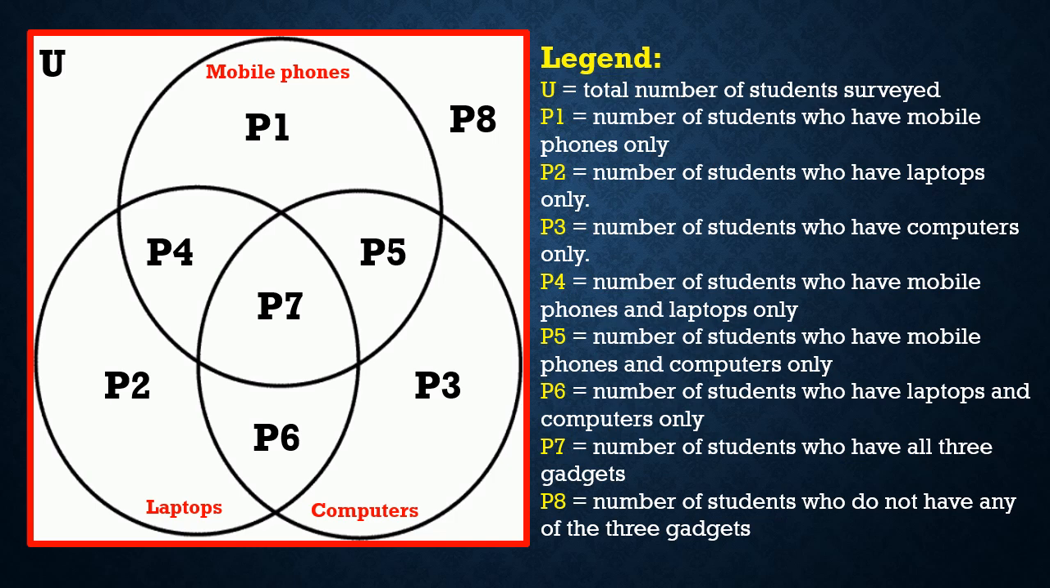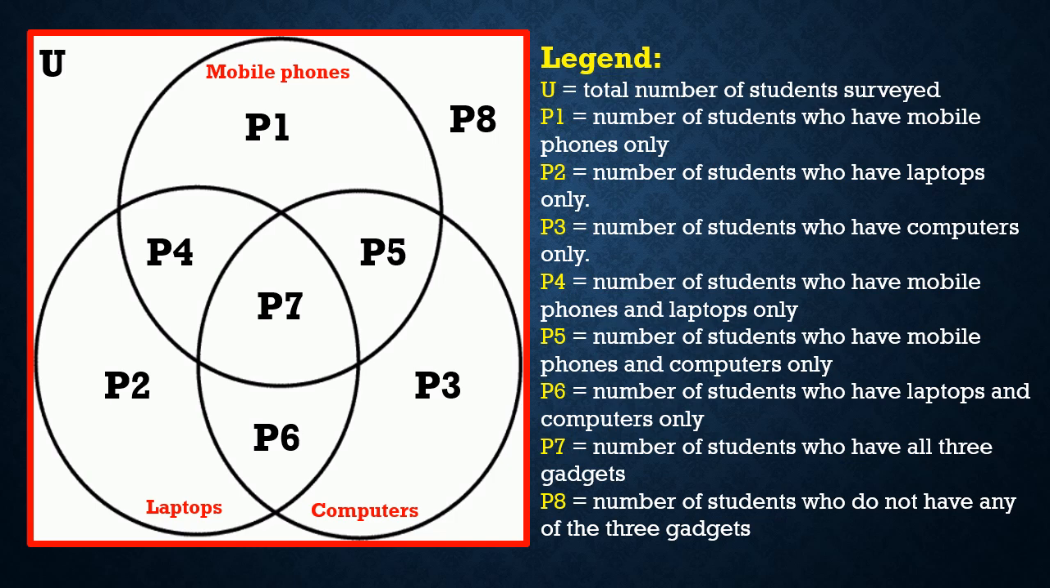So, makikita nyo dyan sa screen, nakalabel yung mga circle. So, sa upper portion, mobile phone. And then, dun sa lower portion naman, lower left, laptops. And then, sa lower right, computers. And then, meron mga notation symbols dyan na P1, P2, ayan. So, letter U, again, we have the total number of students surveyed.